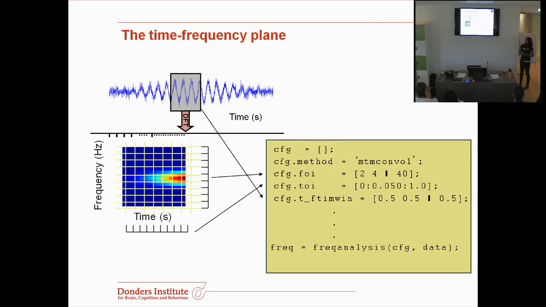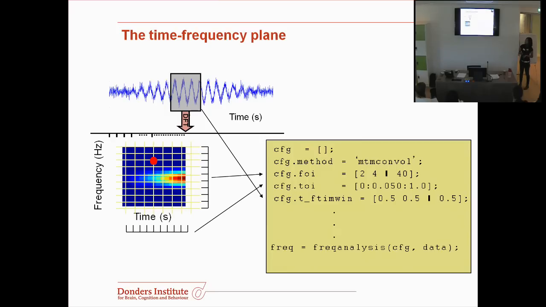And now the third parameter, also very important, is your window. So how wide should each of your individual segments be for you to do the estimate? And that's specified in cfg.t_ftimwin.